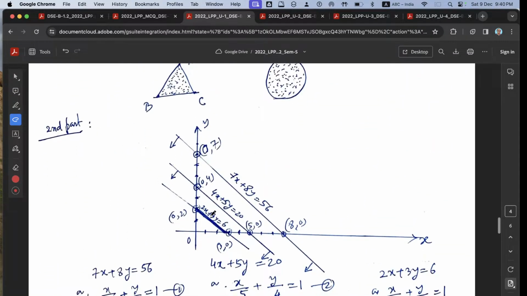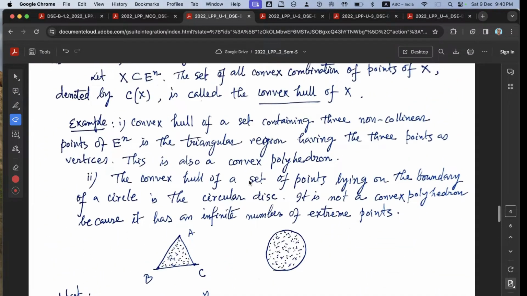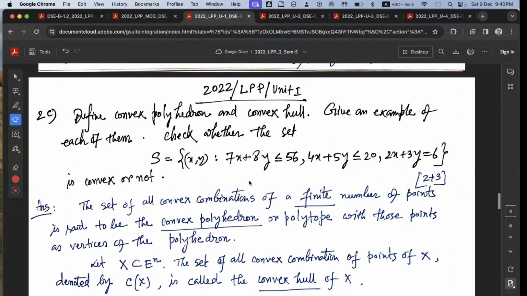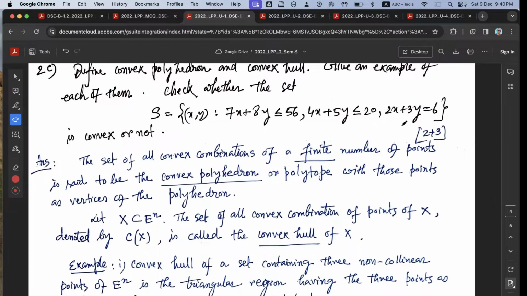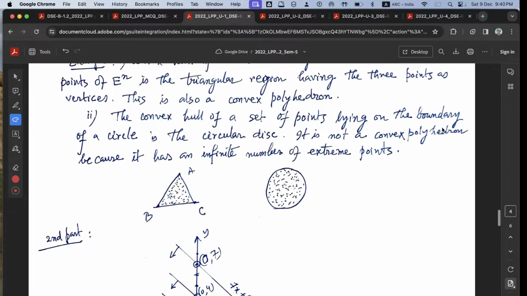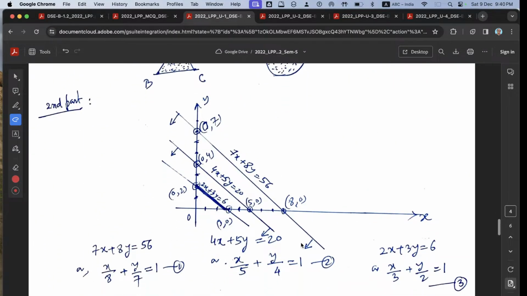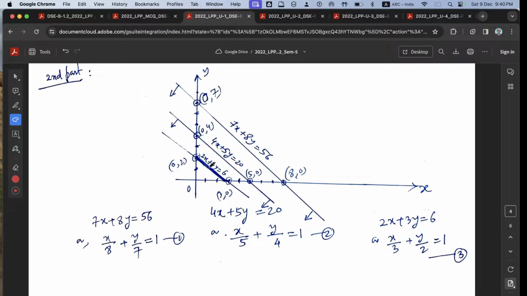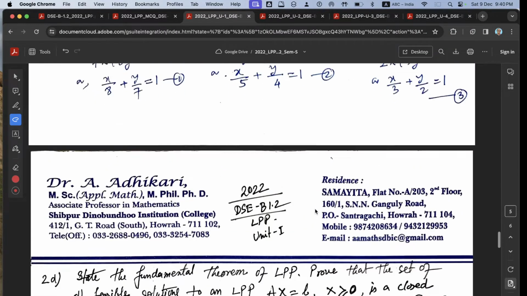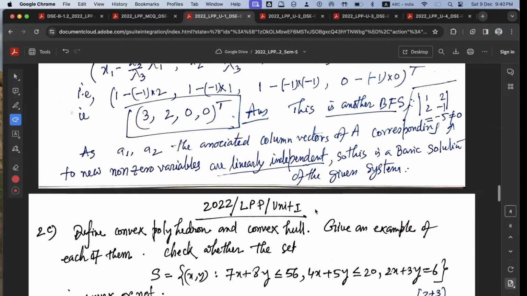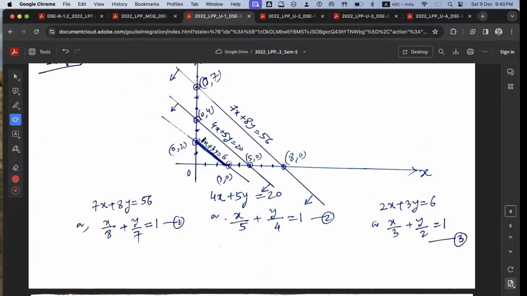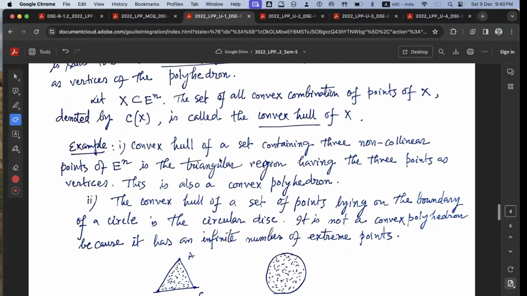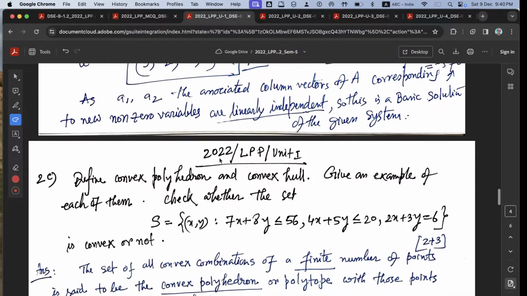For checking this, first convert this first equation, and then determine this inequality. This first equation, this second equation, this third equation, this 2x1 plus 3y equal to 6. From this equation, we get this inequality region. So actually, this is the line segment. This is the line segment, and this is convex.